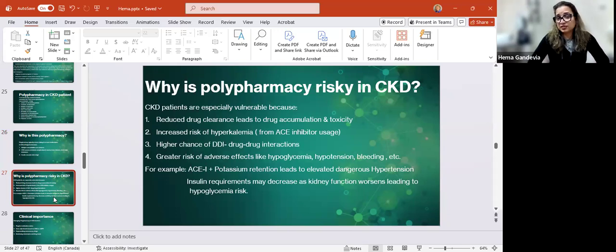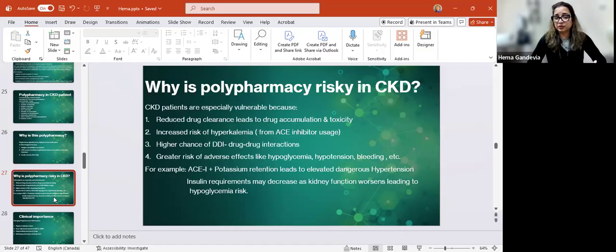Now, why is polypharmacy risky for a CKD patient? They are particularly vulnerable because of their reduced drug clearance, which leads to a lot of drug accumulation and toxicity. And there's an increased risk of hyperkalemia from ACE inhibitor use in CKD patients. Higher chances of drug-drug interactions, again, because of reduced renal clearance and drug accumulation. And there's a greater risk of adverse effects like hypoglycemia, hypertension, bleeding, etc., to name a few.